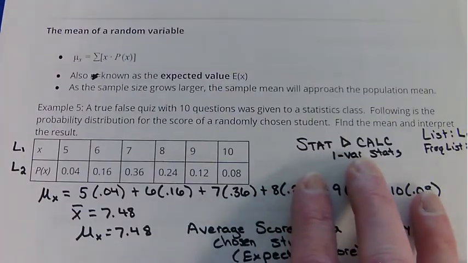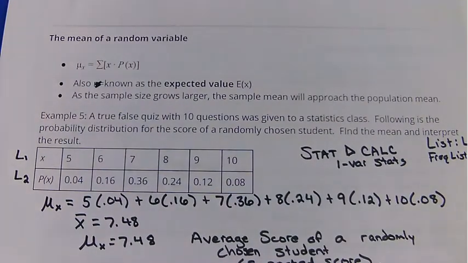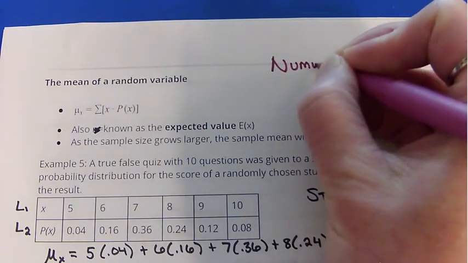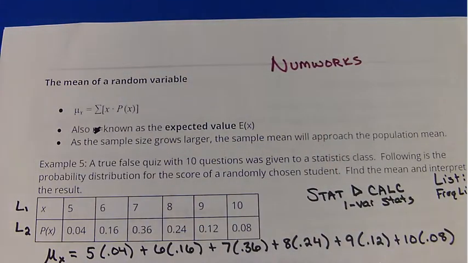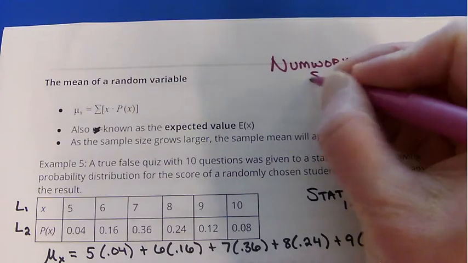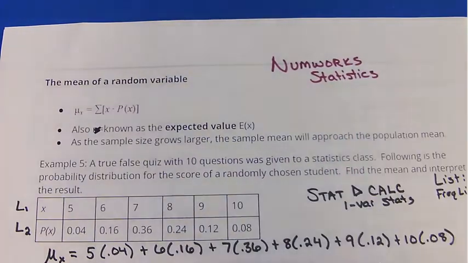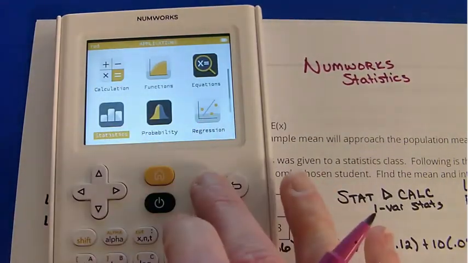And so these were the instructions for the TI. I'm now going to add in the instructions for using the NUMWORKS calculator. So what we're going to do is, for this, we're going to go to the statistics menu. So that's on the main screen. It's the statistics app.